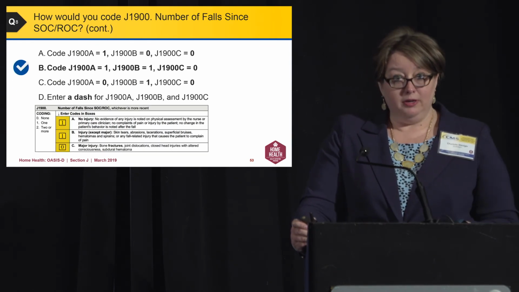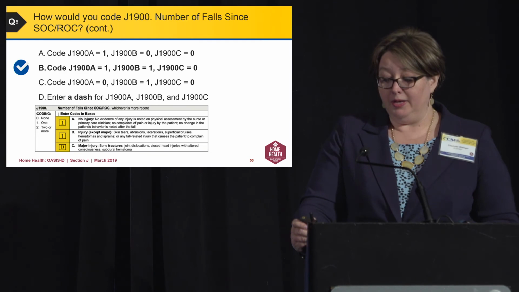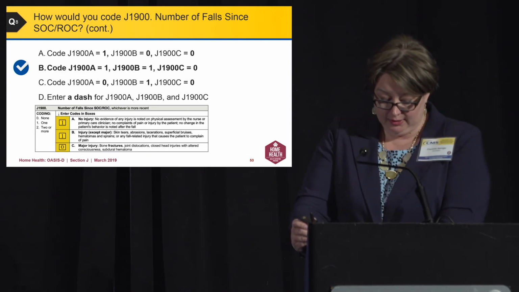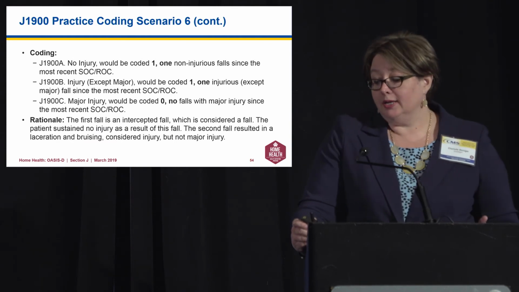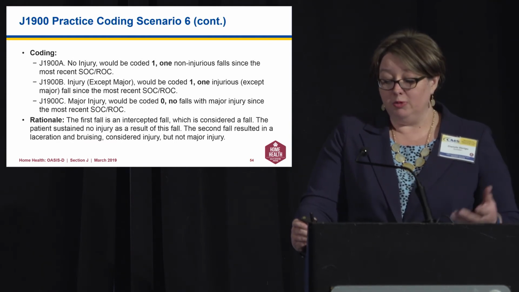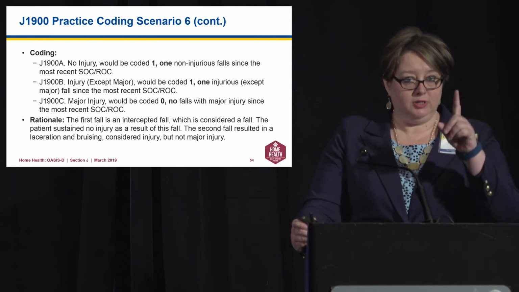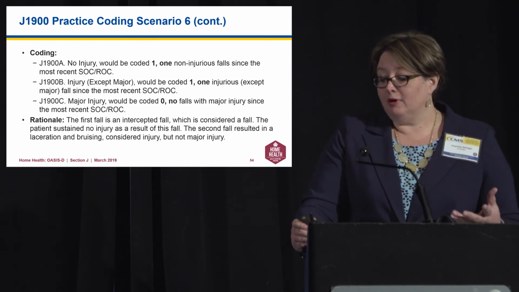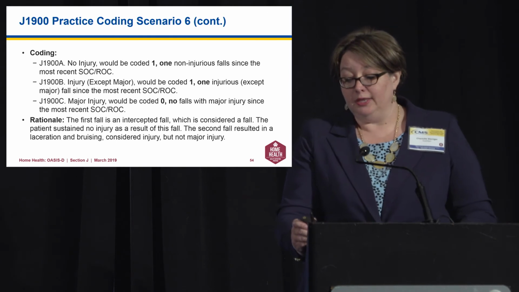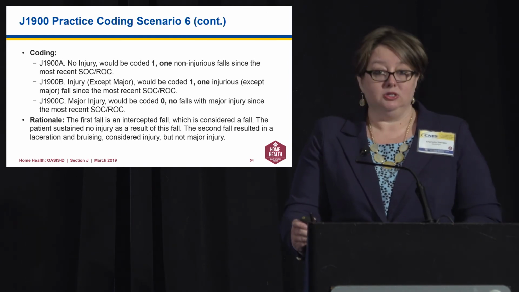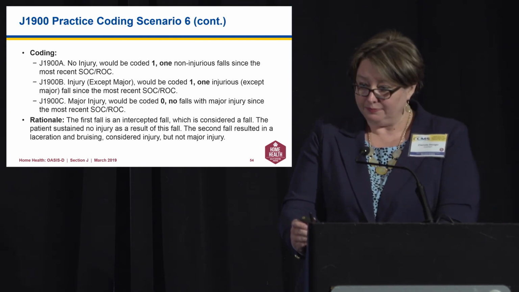A would be 1, no injury, right? B would be 1, injury except major, and then C, there would be no major injury in this scenario. And the rationale, again, is that the first was an intercepted fall, which is considered a fall, but it resulted in no injury, right? That's why no injury is 1. And the second fall resulted in a laceration and bruising, and that would be considered an injury, but not major. So nicely done there.